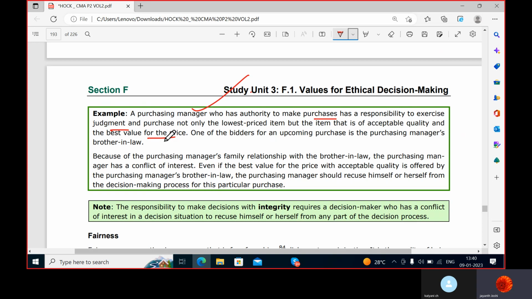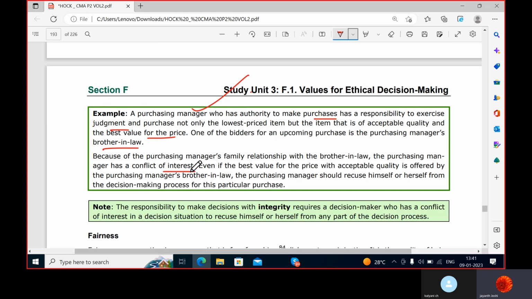One of the bidders for an upcoming purchase is the purchasing manager's brother-in-law. See, brother-in-law and all are not a problem. It should be an open tender. Who gives the best quotation? Okay, who is giving the best quotation for the raw material should be considered, whether relative, whether non-relative, it doesn't matter. Okay, but it should be in the best interest of the company. So because of the purchasing manager's family relationship with the brother-in-law, the purchasing manager has a conflict of interest, of course.